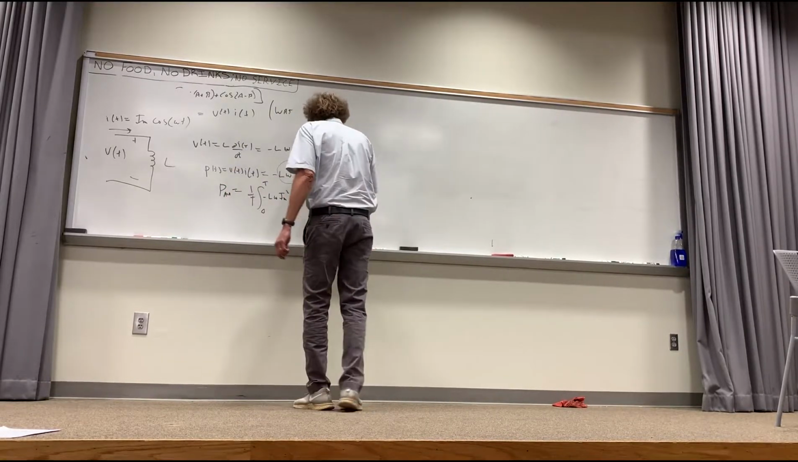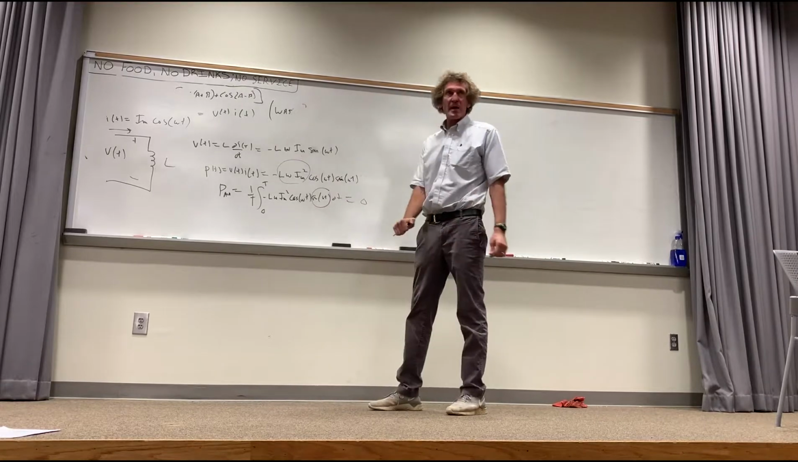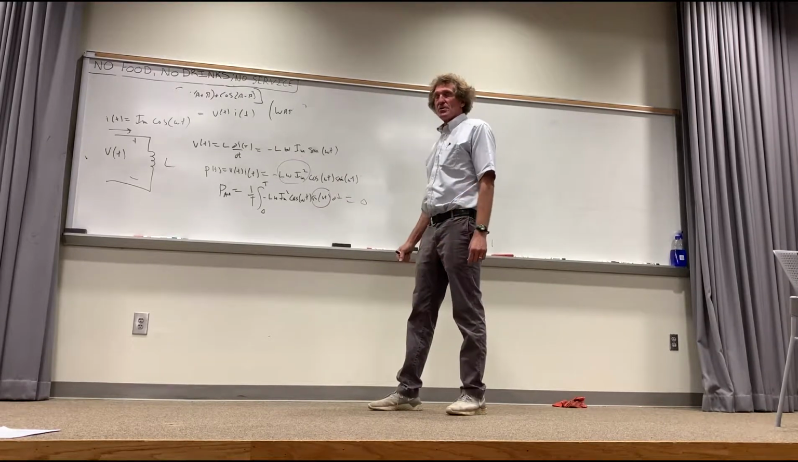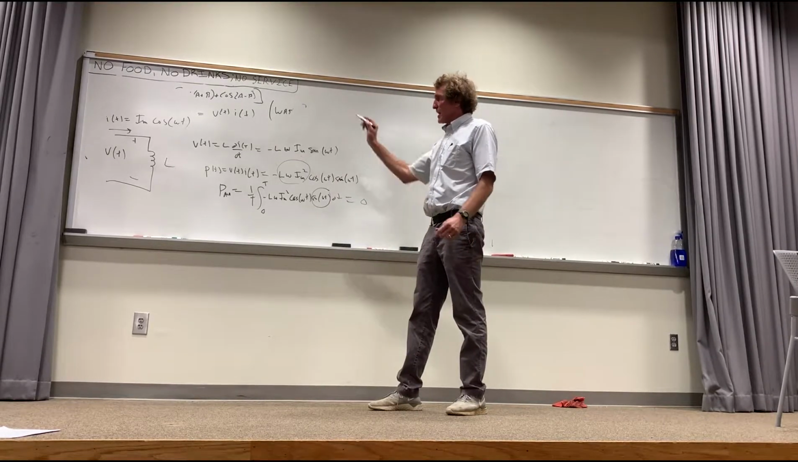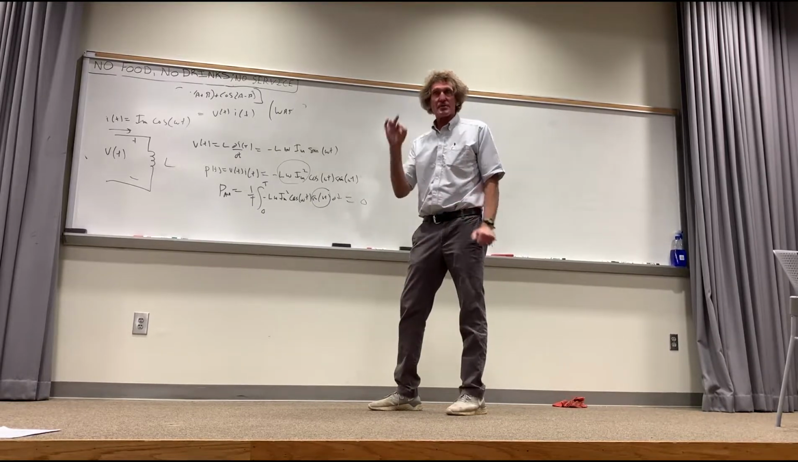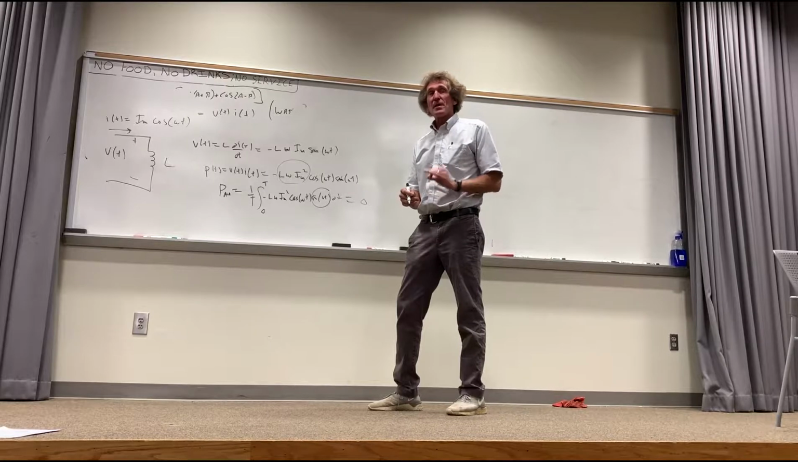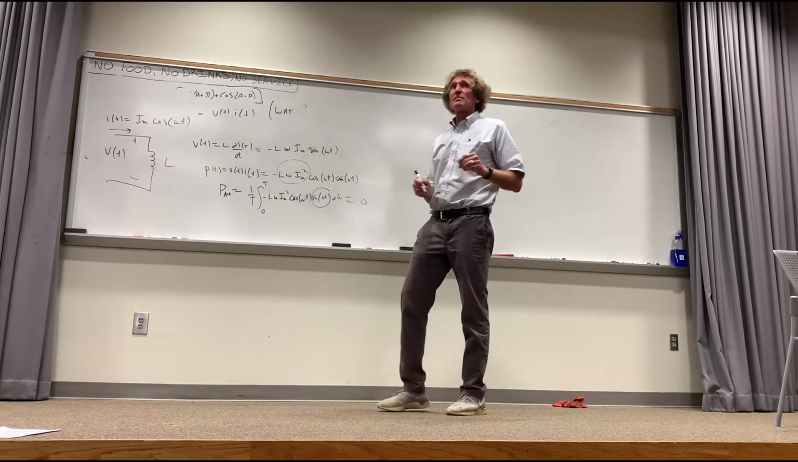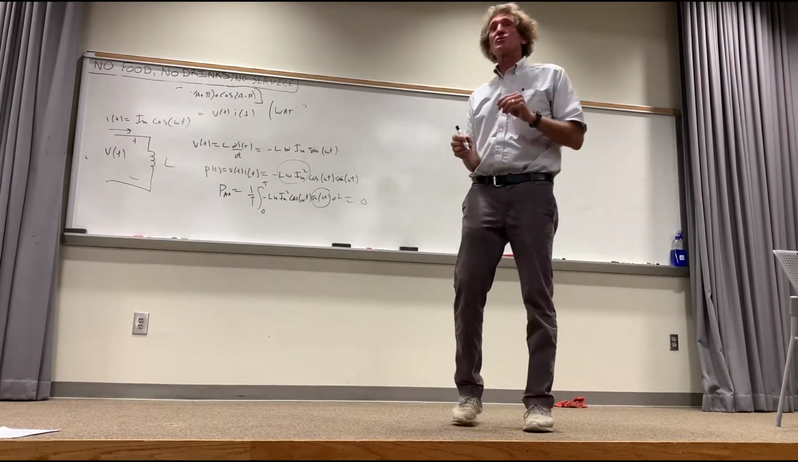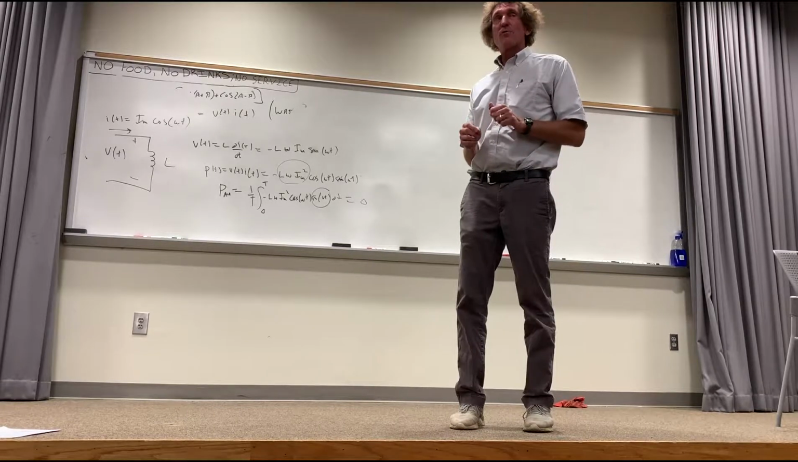And the reason is I can change the sine into a cosine of omega t minus 90 degrees. You just need to know this. You need to know that the average power dissipated by that inductor is 0, the average power dissipated by the capacitor is 0, and the average power dissipated by the resistor is Vm squared over 2R.